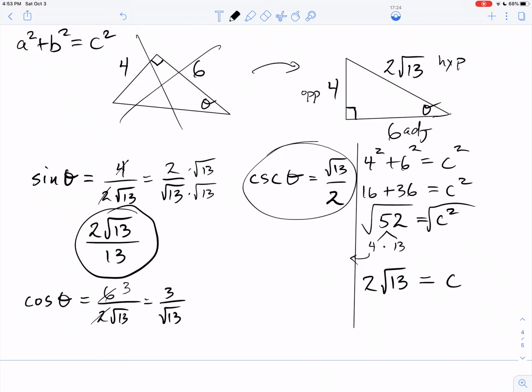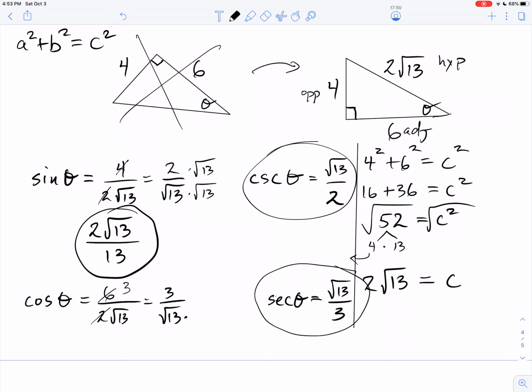Now, I know I got to get the rad 13 out of the bottom. I do. But I say to myself, hey, let's just put the brakes on for a second. I can tell you the secant would be the reciprocal, and that would be rad 13 over 3. I don't have to clean it up now. That's as pretty as it can get. Beautiful. There's no decimal. My answers can never be decimals in trig here.